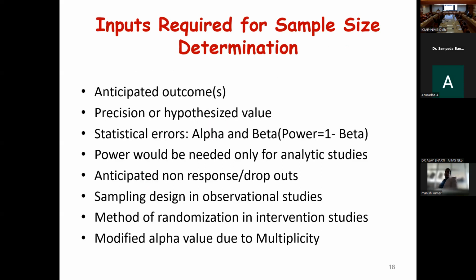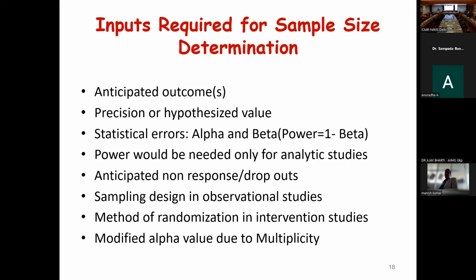Next, please. Now, these are the inputs required for sample size calculation: anticipated outcomes, or if you're doing case control, then anticipated exposure, then precision or hypothesized value, statistical errors, power. Power would be, of course, only for analytic studies, and anticipated non-response. So the sample size that you calculate is basically an evaluable number, not the number that you enroll. Suppose you're doing a prevalence study, you calculated the number as 100, but you know that 10% of them will not respond to my question. So you better enroll 110, so that even after 10% non-response, you get what you had calculated. If you're doing a follow-up study, with 20% dropout, have that cushion of 20%, so that even after dropout, you get the evaluable number, right?